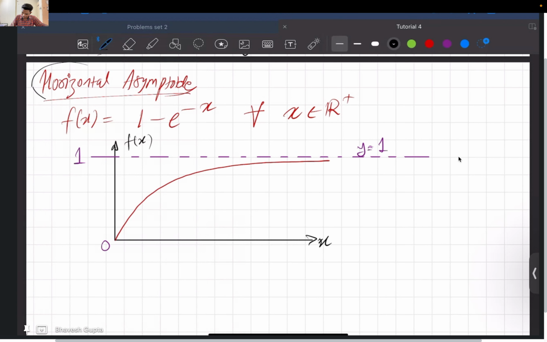So this is your horizontal asymptote, basically where the function saturates. The function is trying to increase, but as you increase your x value, the input value, the function saturates to the given output 1. It is very close to 1, but it is never exactly equal to 1. It can never be exactly equal to 1, but it will be as close as possible. The more you increase the value of x, the closer the function gets to 1.